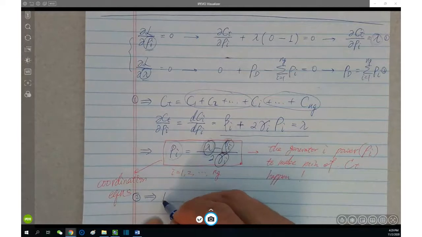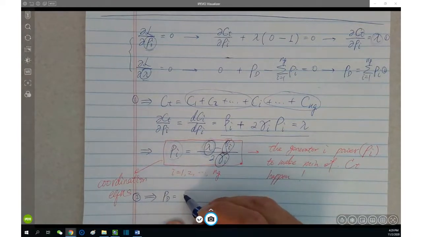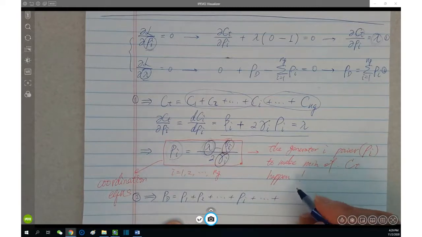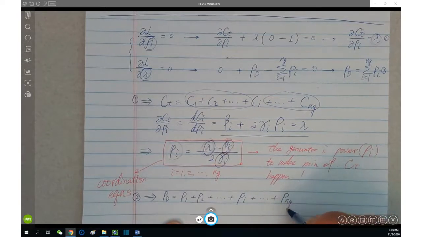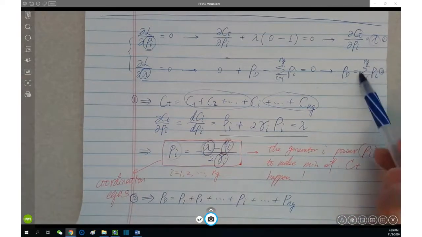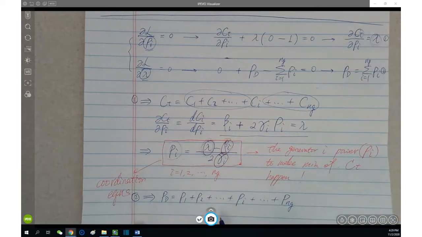So PD equals P1 plus P2 plus Pi plus all the way to P sub NG, right? This makes perfect sense. We are just extending this equation, the summation, extending the summation. We end up here, right?